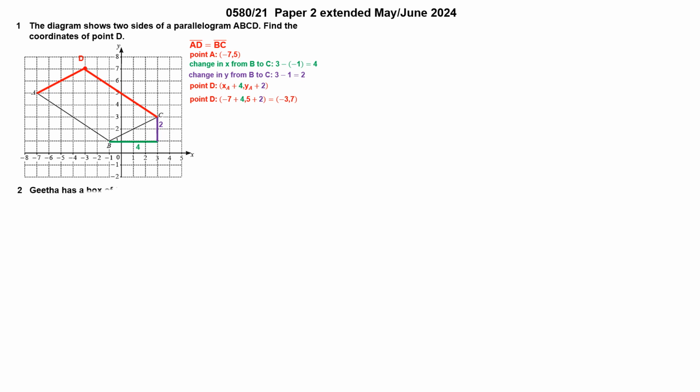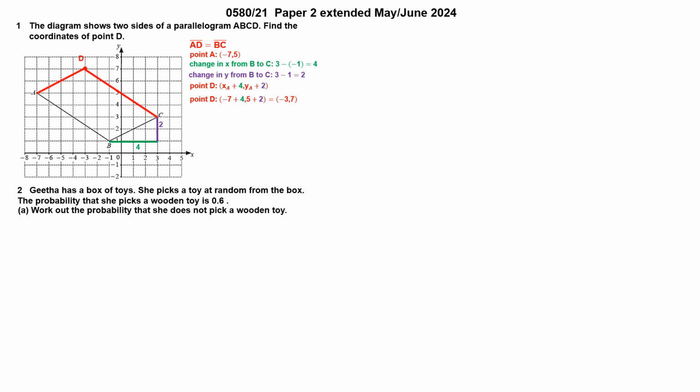Question 2. Geetha has a box of toys. She picks a toy at random from the box. The probability that she picks a wooden toy is 0.6. Item A. Work out the probability that she does not pick a wooden toy. The sum of probabilities of an event happening and not happening is 1. If the probability that she picks a wooden toy is 0.6, the probability that Geetha does not pick a wooden toy is 1 minus 0.6.